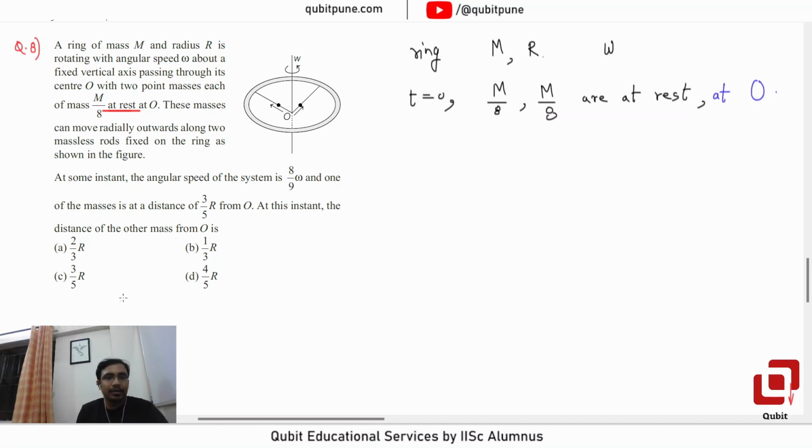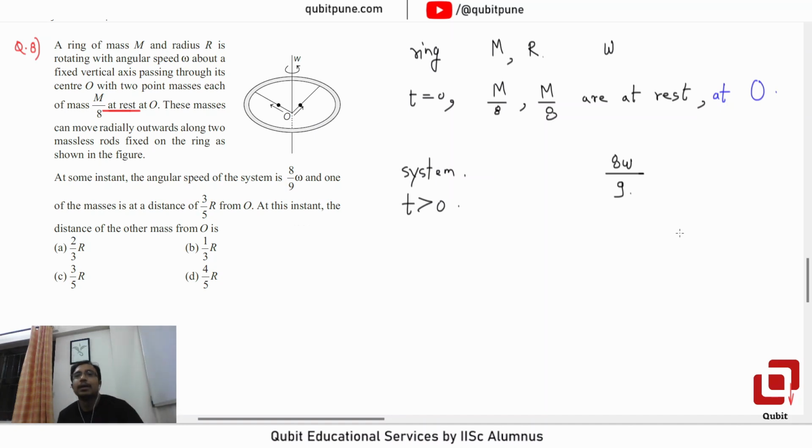Now they do not specify what is causing the motion, but they say that these masses can move radially outwards along the two massless rods fixed on the ring as shown in the figure. At some instant, the angular speed of the system is 8 omega by 9. So at some later t, the angular speed is 8 omega by 9, and one of the masses is at a distance of 3R by 5 from O. At this instant, what is the distance of the other mass from O?